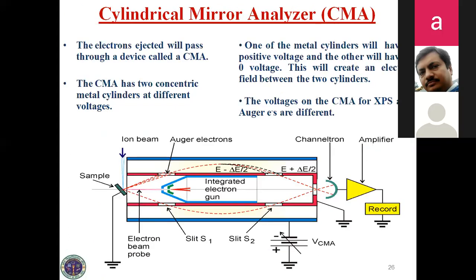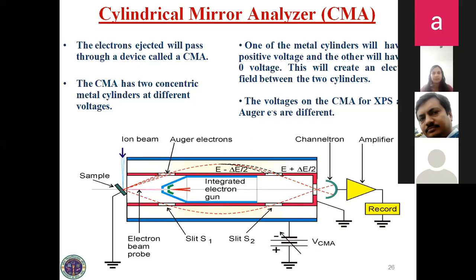Now a little bit about the cylindrical mirror analyzer. How does this cylindrical mirror analyzer work? The voltage on the CMA for core electrons and Auger electrons is different, and the electrons follow different loops to travel and reach the channeltron at different plates. You can see that the ejected photoelectrons traverse an elliptical path from the sample.